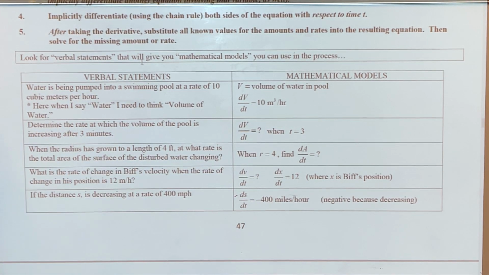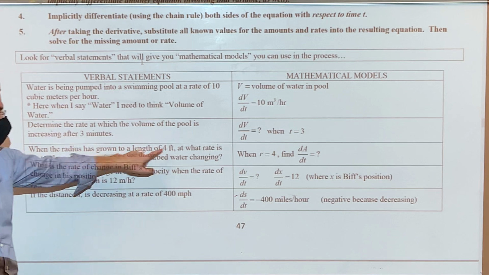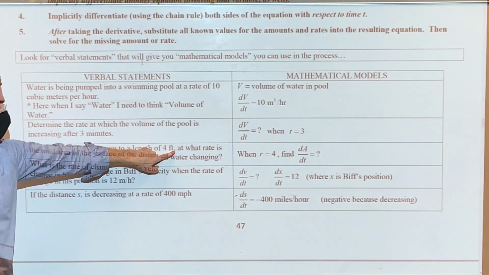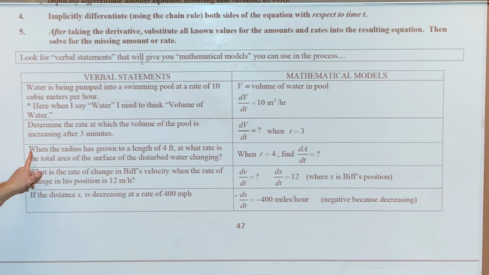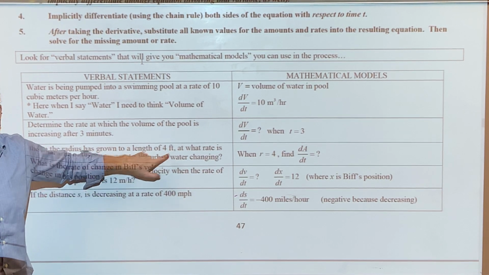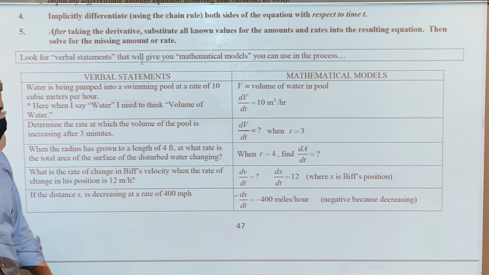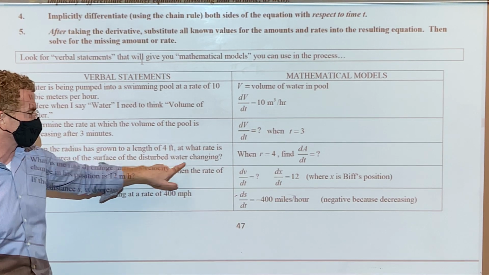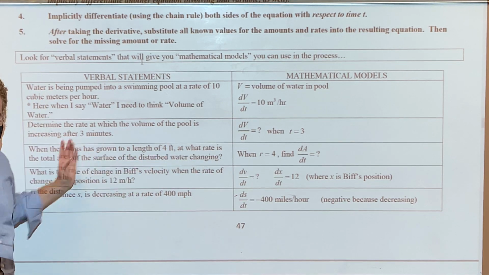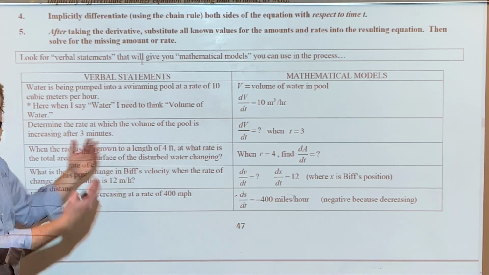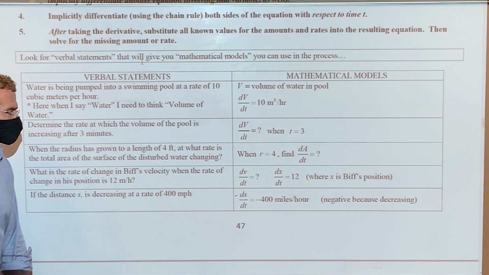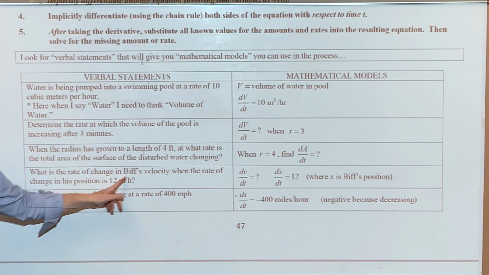I'm going to write that down. Right here, when the radius is growing to a length of 4, what is that? That's just R equals 4. I didn't say the rate of the radius is growing at something. That's just R equals 4. At what rate is the area of the surface of disturbed water changing? dA/dt, the rate at which the area is changing. dA/dt, and I don't know it. I'm looking for that.